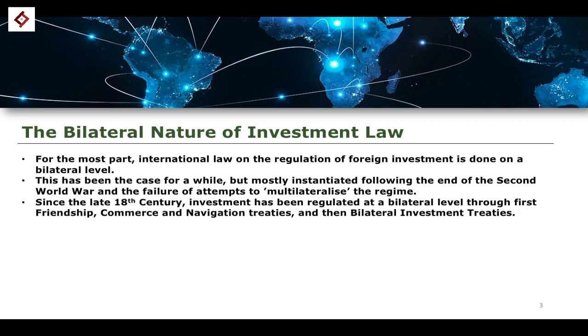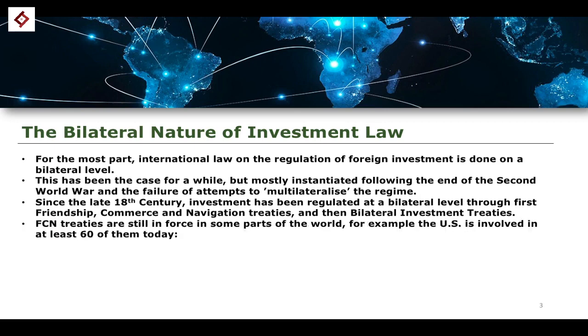Since the late 18th century, investment has been regulated mostly on a bilateral level. And this is done first through what were known as friendship, commerce, and navigation treaties, and then subsequently through bilateral investment treaties. Now, FCN treaties are still in force in some parts of the world. So, for example, the United States is still involved in at least 60 FCN treaties. And what an FCN treaty really is, is more of a generalized economic and commerce agreement. So it's not specifically related to investment or to trade or to any other kind of economic modality, but it is also encompassing a number of different elements of economic modalities, including investment.